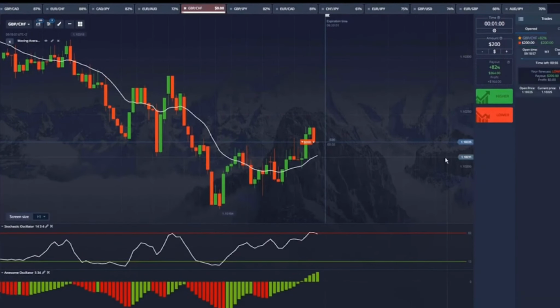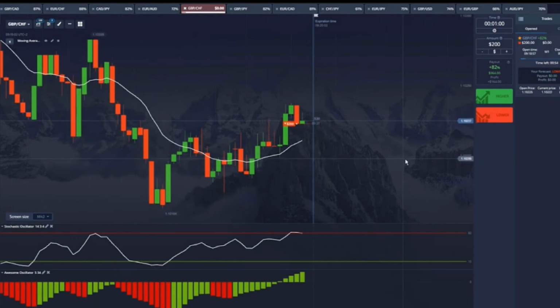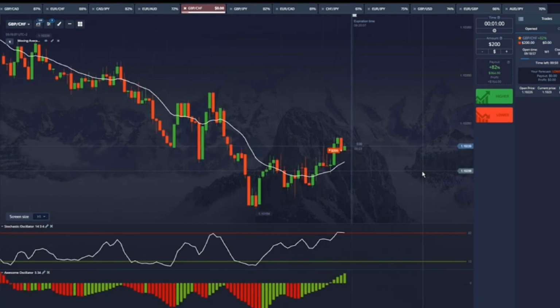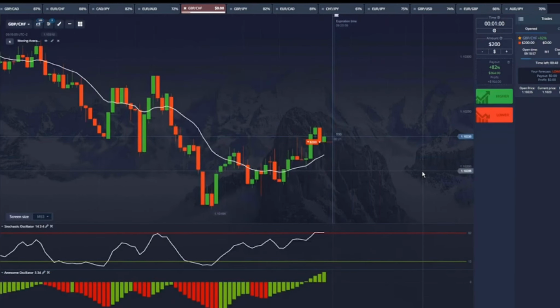Here the stochastic oscillator is at the overbought condition. Although the awesome oscillator indicates a strong momentum upward, I think the market will pull back for at least 1 minute before the upward trend continues. Let's wait for the trade to play out.